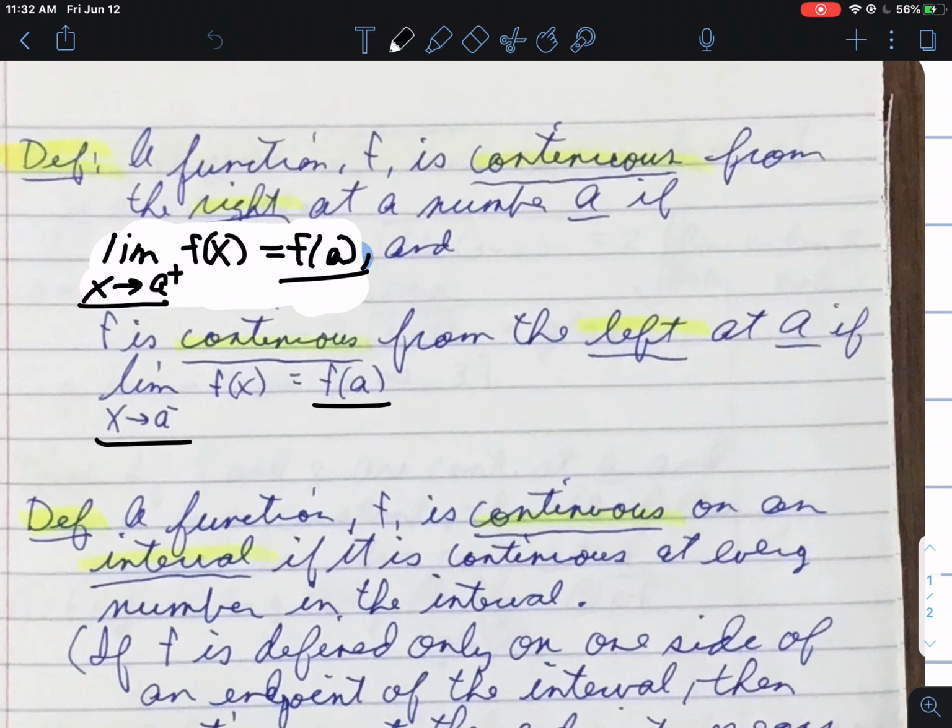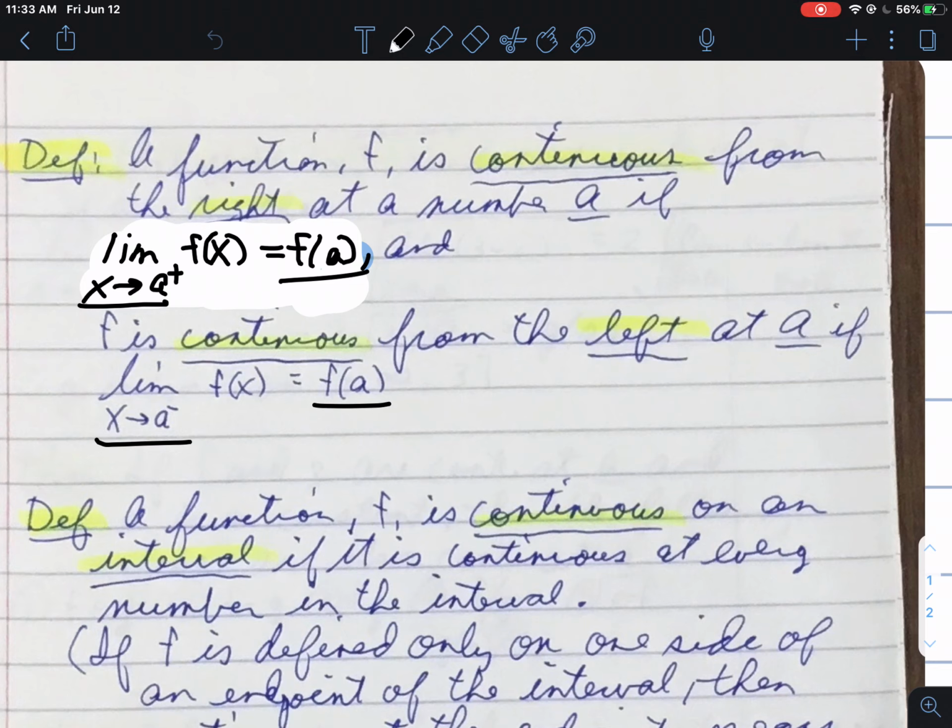Next, definition. A function f is continuous from the right at a number a if the limit as x approaches a from the right of f of x equals f of a, and f is continuous from the left at a if the limit as x approaches a from the left of f of x equals f of a. So this is the same definition that we had previously, where the previous definition talked about the overall limit, right? The limit as x approaches a of f of x equals f of a.